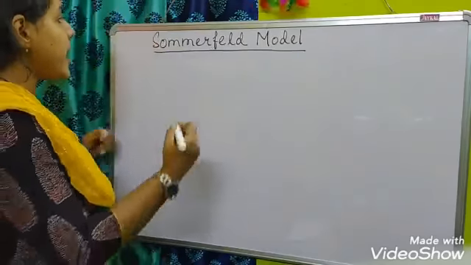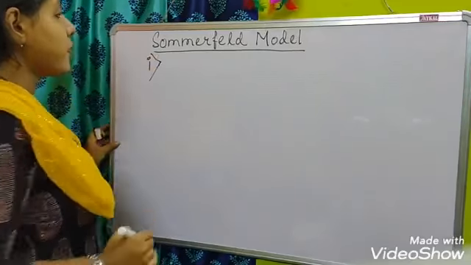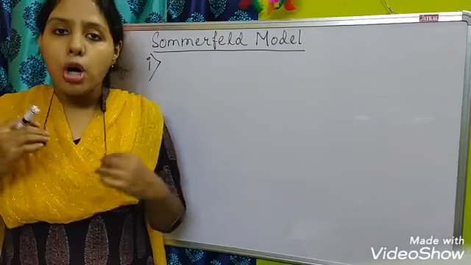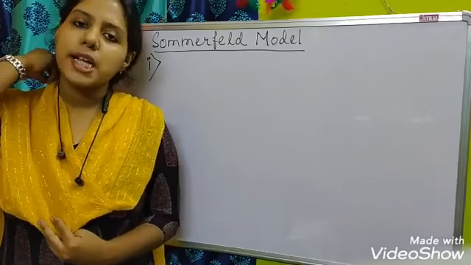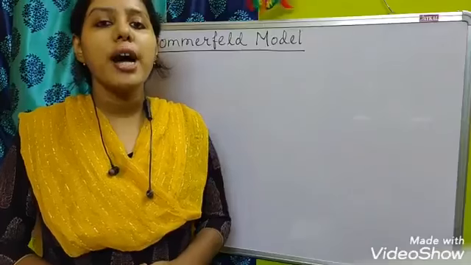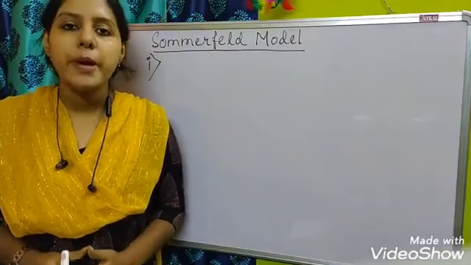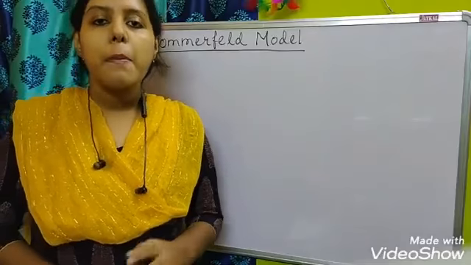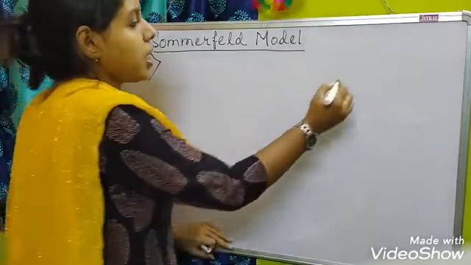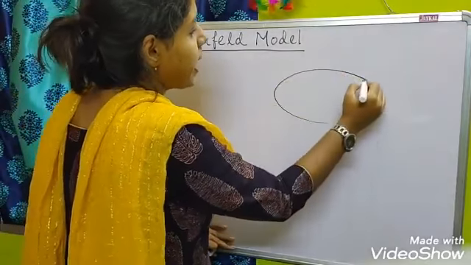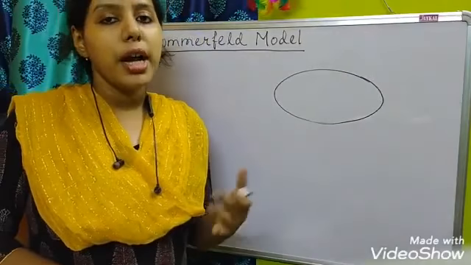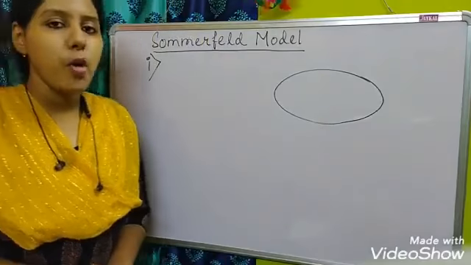The first point is that all the orbits in which the electrons are rotating around the positively charged nucleus are not only circular, but they can also have an elliptical structure. The orbits can have an elliptical structure in addition to the circular shape. So this is the first point.